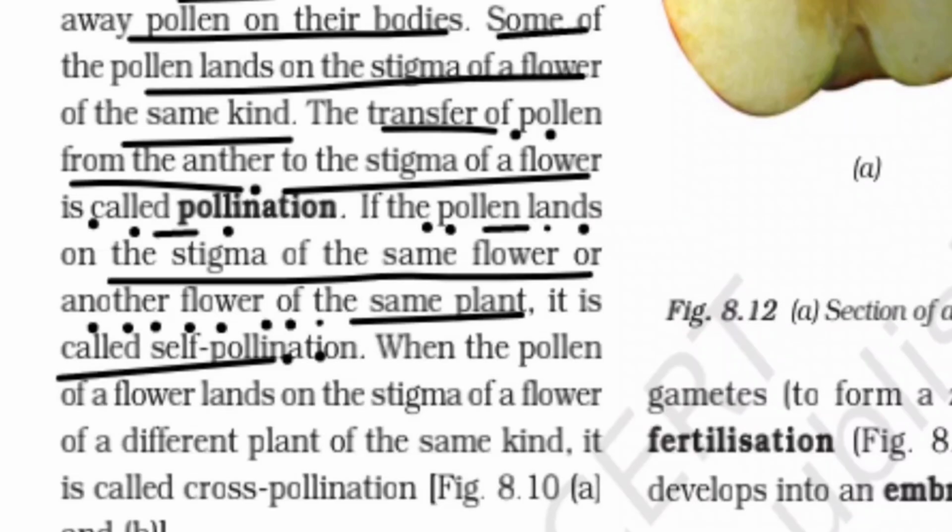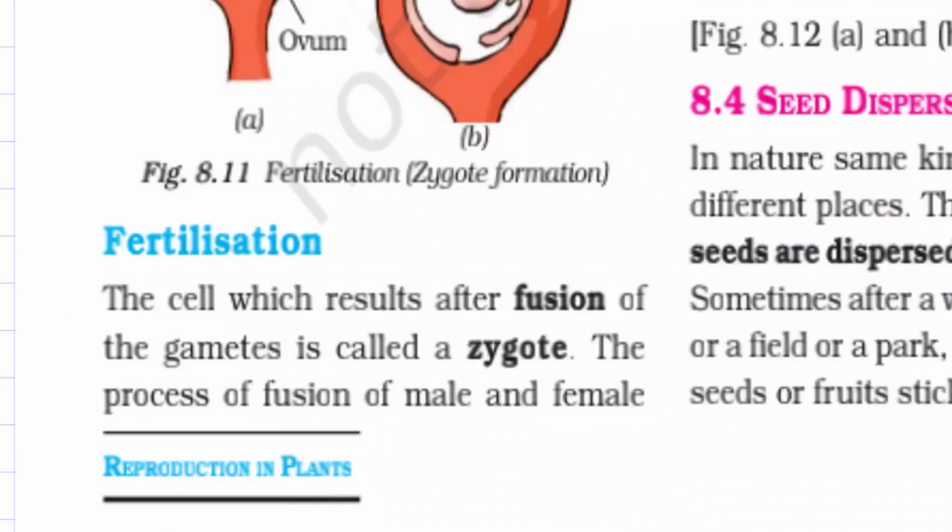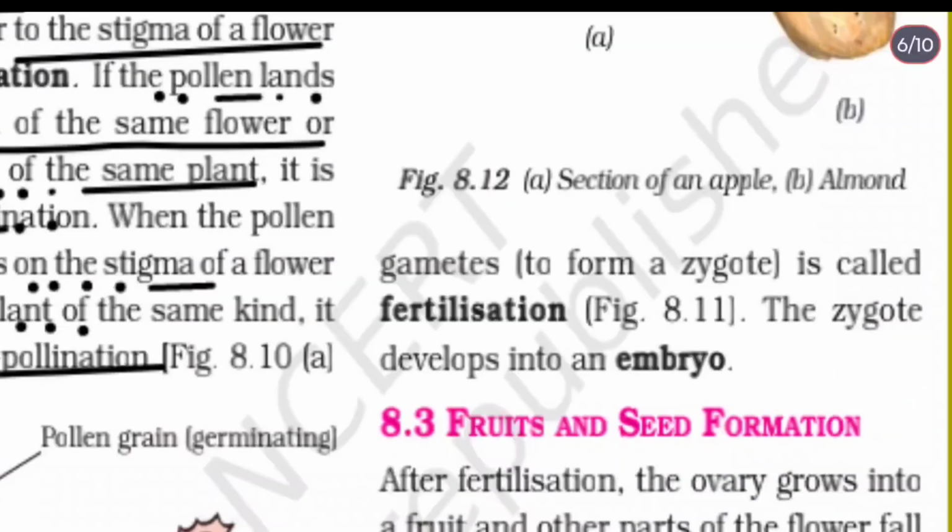When the pollen of a flower lands on the stigma of a flower of a different plant of the same kind, it is called cross-pollination. Fertilization. The cell which results after the fusion of the gametes is called a zygote, and the process of fusion of male and female gametes to form a zygote is called fertilization.